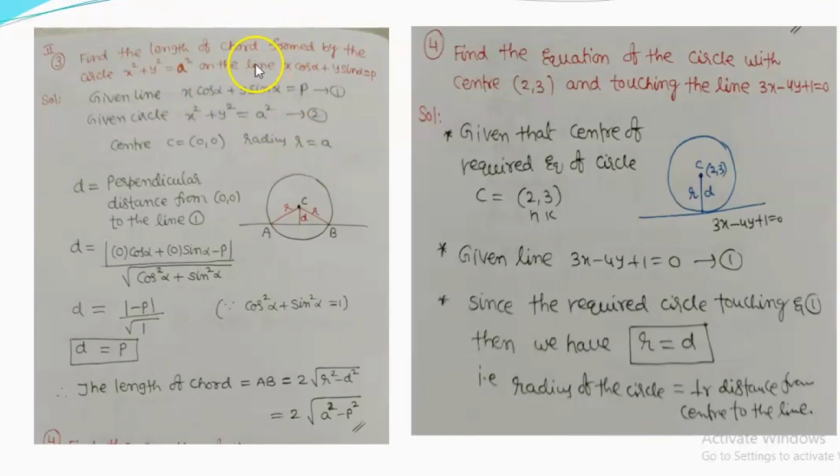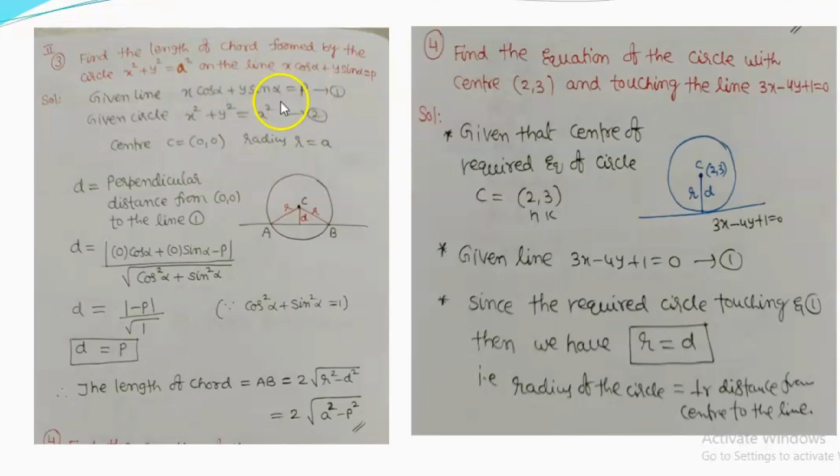Whenever the length of a chord is there, what do we need to calculate? The r value and d value. What is d? The perpendicular distance from the center of the circle, here (0, 0), to the line, that is equation number 1. So d equal to, whenever distance from origin to the line, we know that mod c by root of a square plus b square. This equation compare with ax plus by plus c.